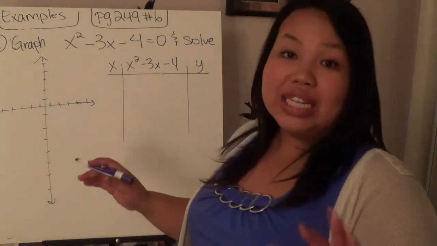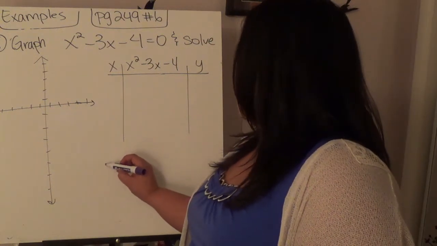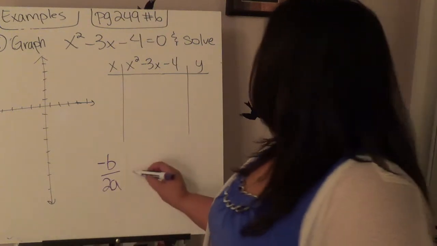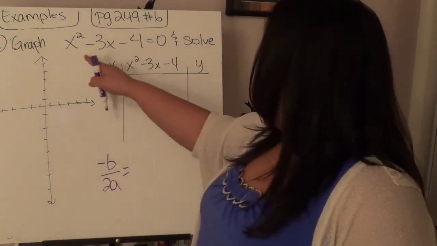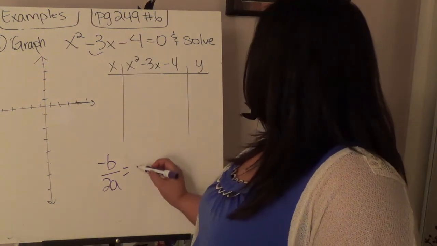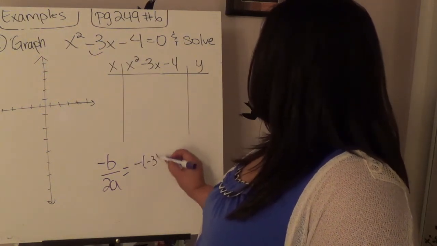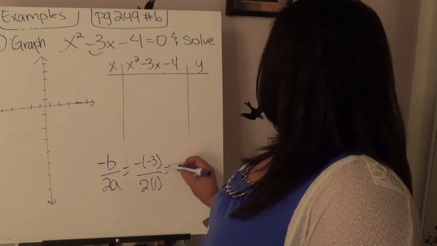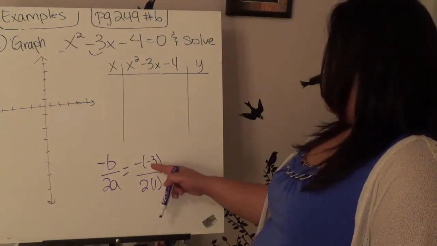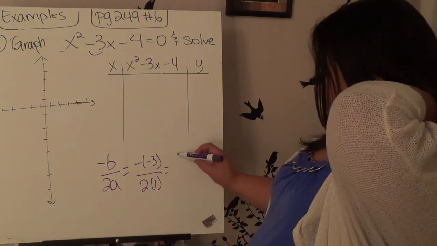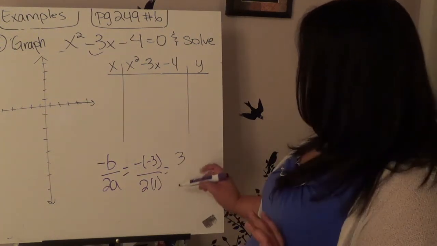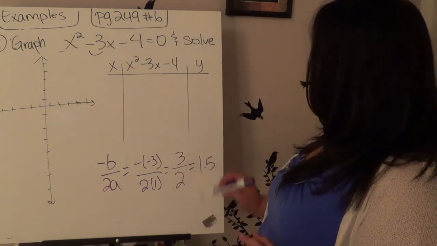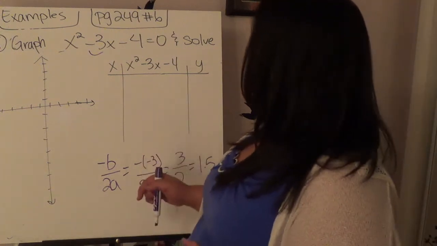The axis of symmetry is negative b over 2a. Do you remember that? Here, b is negative 3, so negative b is minus negative 3, over 2 times the number in front, which is 1. Negative negative 3 is positive 3, over 2, which is 1.5. So we know that it's somewhere near 1.5.